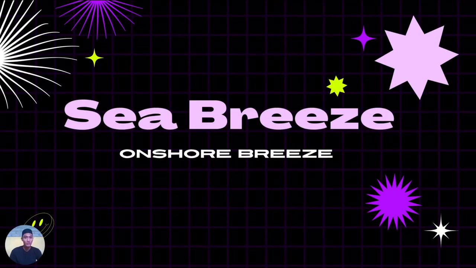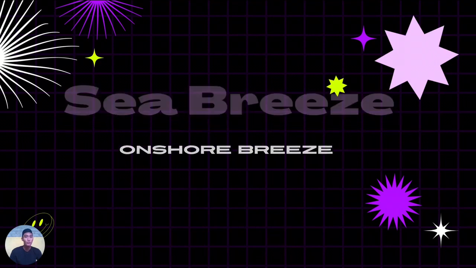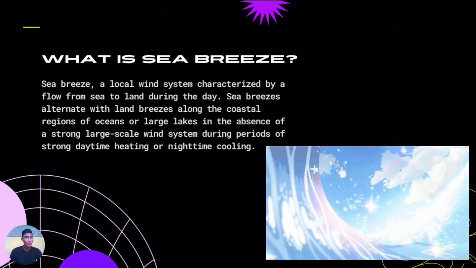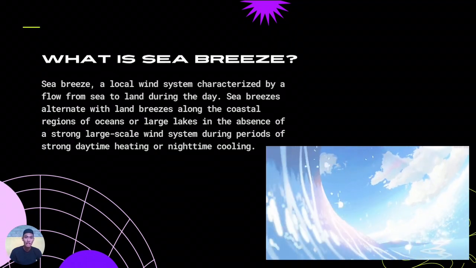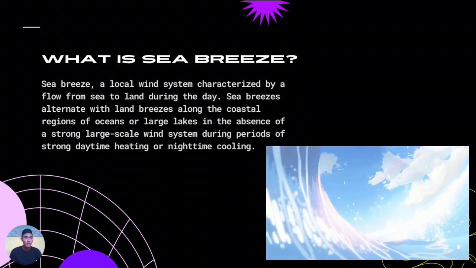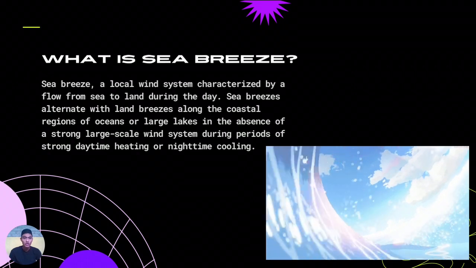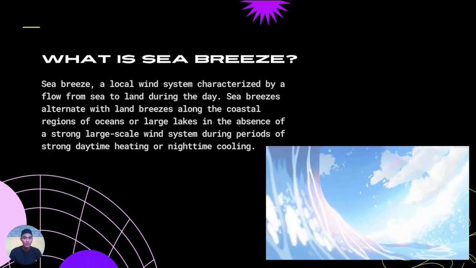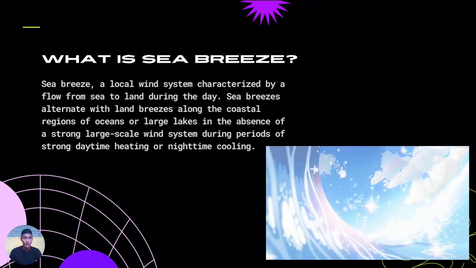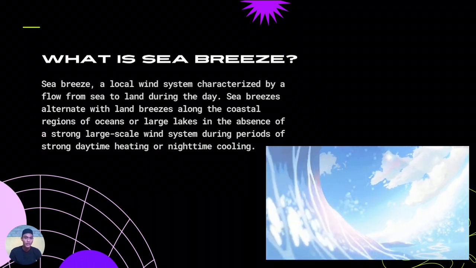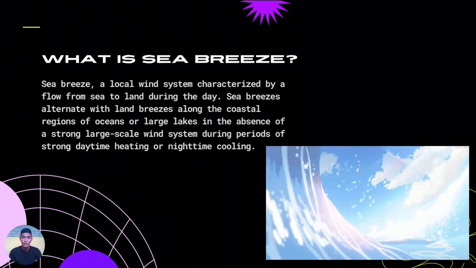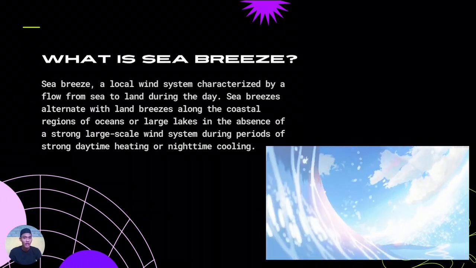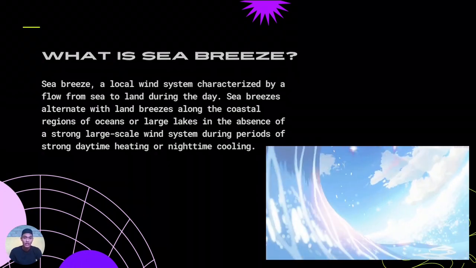Sea breeze, or we can call it onshore breeze. But what is sea breeze? Sea breeze is a local wind system characterized by a flow from the sea to the land during the day. Sea breeze alternates with the land breeze along the coastal regions of the ocean, in the absence of a strong large-scale wind system, during periods of strong daytime heating or night cooling.